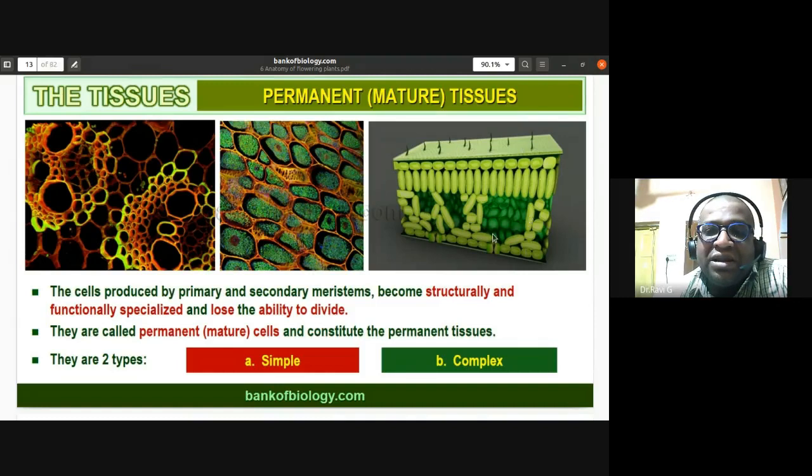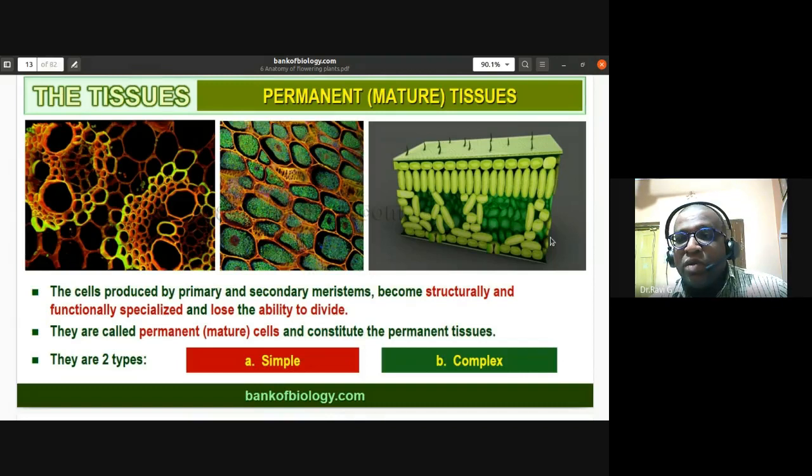But here I want you to notice the types of tissues that they have. You can notice here the permanent tissues: xylem and phloem, collenchyma, then the palisade chlorenchyma, then spongy chlorenchyma, epidermal tissues. All these represent the permanent tissues which are structurally and functionally specialized, and they lose their ability to undergo cell division. They are called permanent cells or mature tissues.